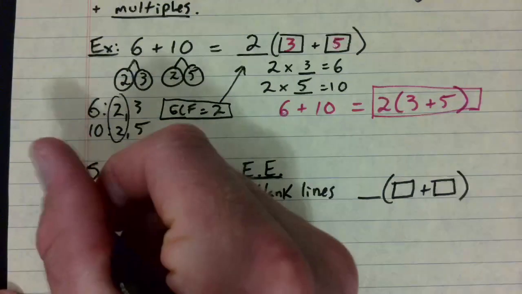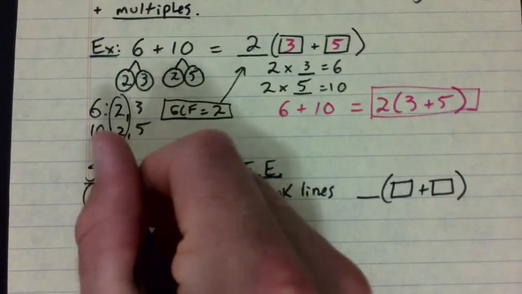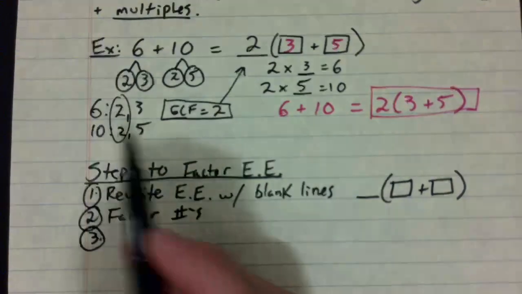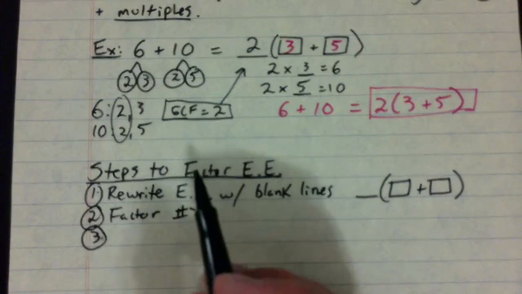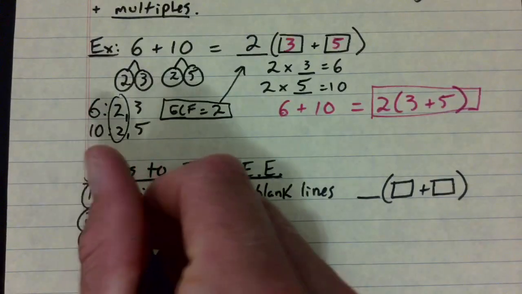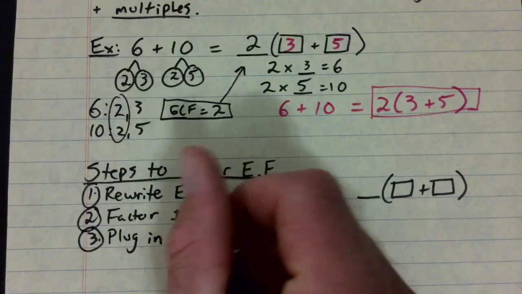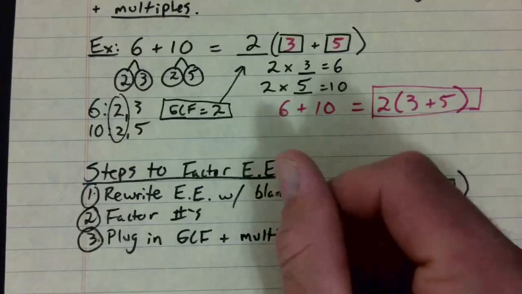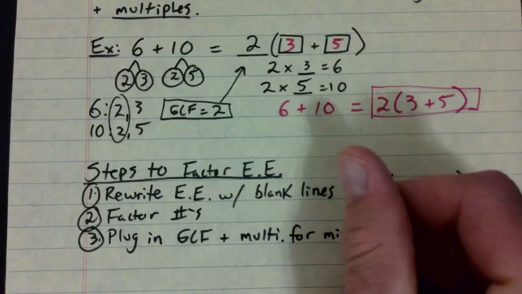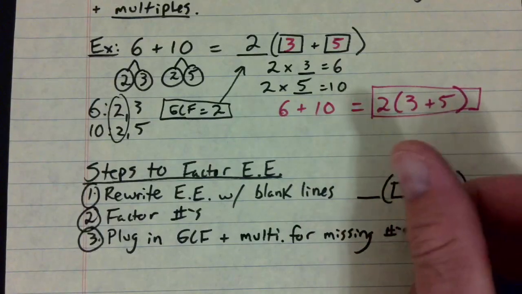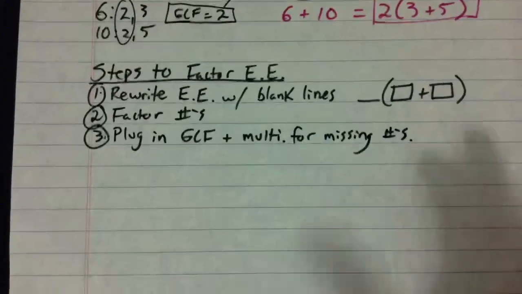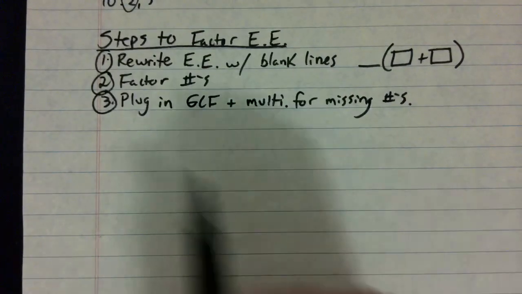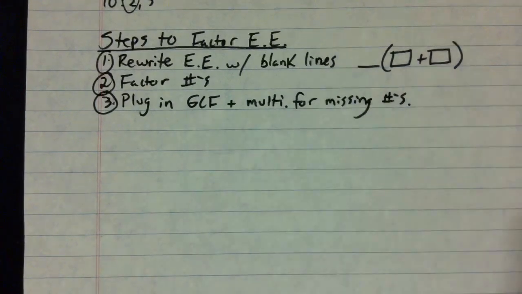All right. Step 2 is factor numbers. So we find the prime factorization, we find the GCF. And then lastly, step 3, we plug in the GCF and we multiply for missing numbers. That's it. Those are your 3 steps. So step 1, rewrite EE with blank lines. Step 2, factor your numbers. And step 3, plug in your GCF, multiply for missing numbers.